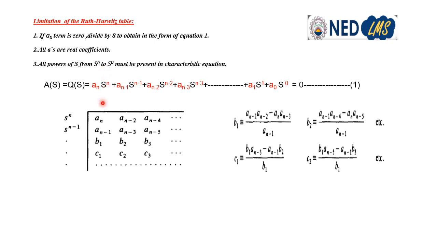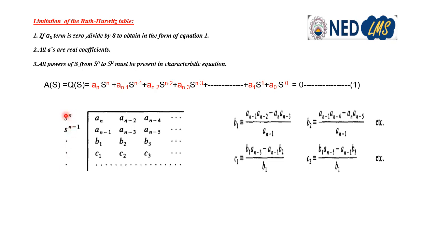We'll make a Routh table by using the coefficients of the characteristic equation. The first two rows of the Routh table will be filled by using the coefficients of the characteristic equation. We'll start the first column at the left hand side from the highest power of s. In this general equation, s raised to the power n is the highest power, so we'll start with s raised to the power n. The first is s raised to the power n, then s raised to the power n minus 1, that is the decreasing power of s, and we'll go up to s raised to the power 0.